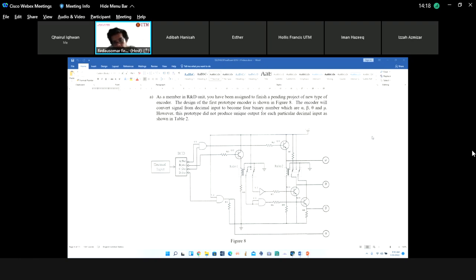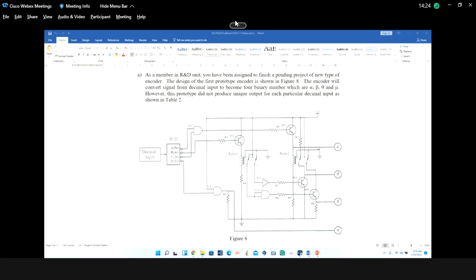Logic gate interfacing, and also encoder. Encoder, what we learned previously is to encode some signal. So this one is just like a password, your ATM PIN number. So you key in decimal from 0 to 9, and then it has a binary converter, a decimal converter, and then the signal will go in the circuit and produce alpha, beta, theta, mu.